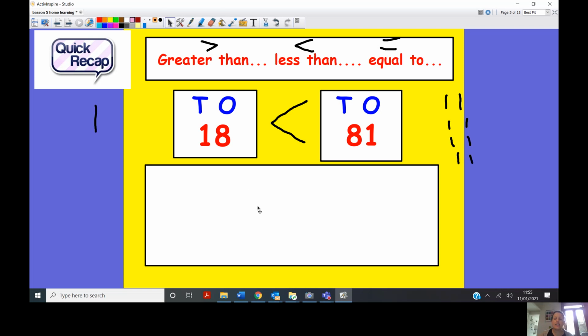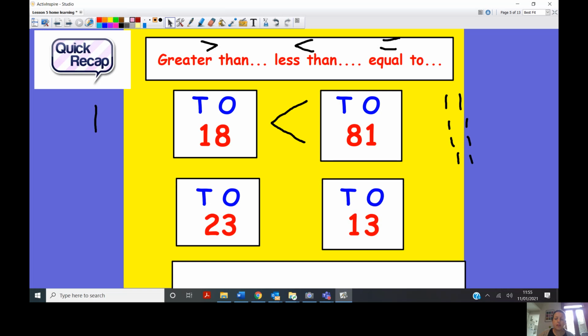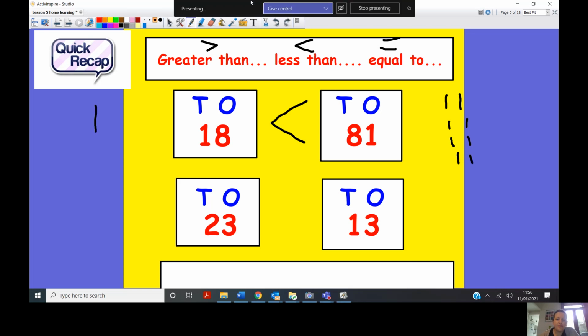Then let's look at another example. 23 and 13. How many tens do we have in 23? We have 1, 2. How many tens do we have in 13? We just have 1. 2 tens is larger than 1 ten. So 23 is greater than, it's a bigger number than 13. My hungry crocodile's going to want to eat 23. Imagine it's 23 donuts rather than 13 donuts.